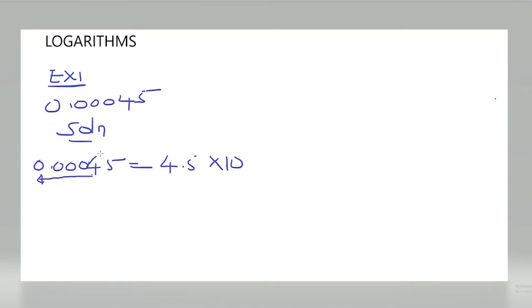So how many steps has it moved? Now you can see step number 1, number 2, number 3, number 4. So it has moved 4 steps, but in the opposite direction. That is the standard notation for 0.00045.